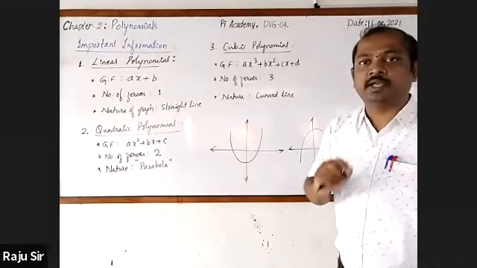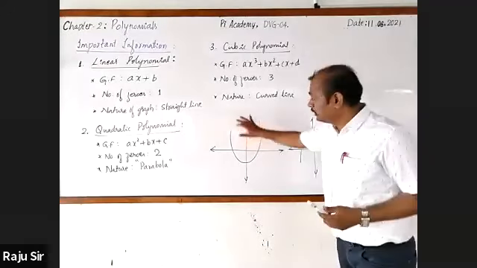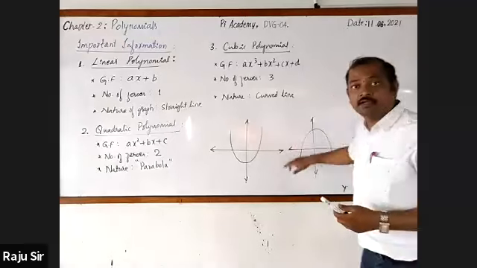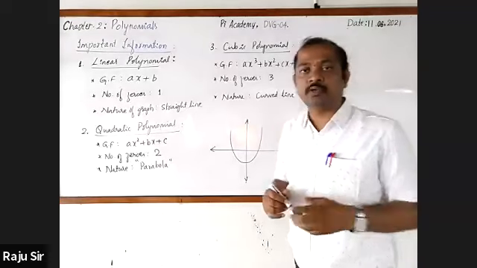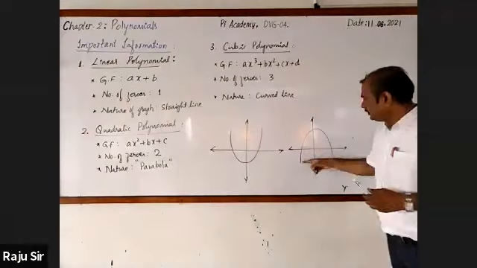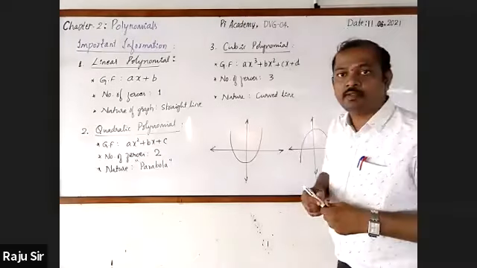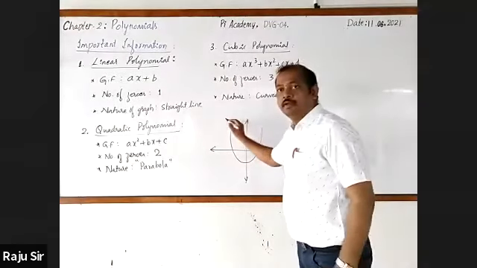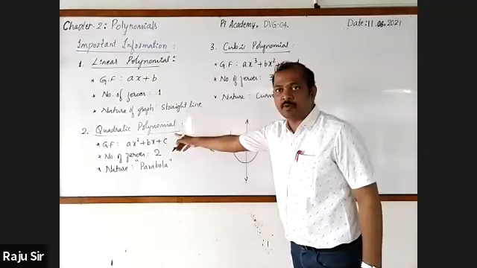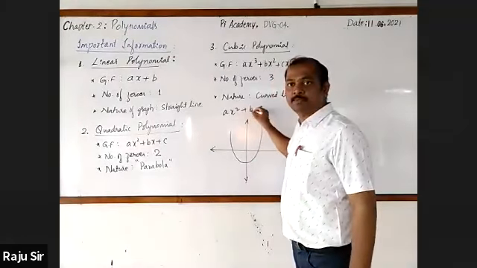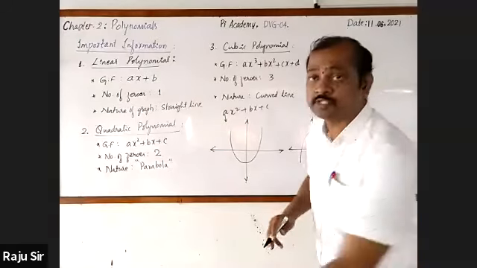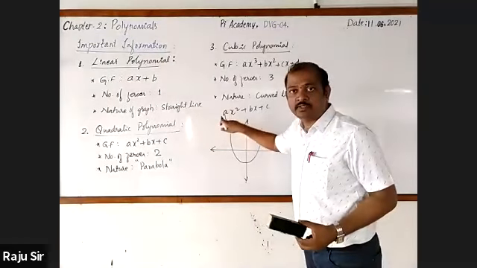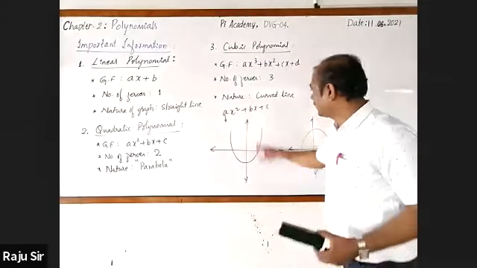You also may be thinking, sir, under what condition we will get an upright parabola and an inverted parabola? Anybody want to tell? If you know, you can tell. Here, students, you know that the general form of quadratic polynomial is ax square plus bx plus c. Usually, the coefficient of x square, that is a, will tell us whether it is upright or inverted.